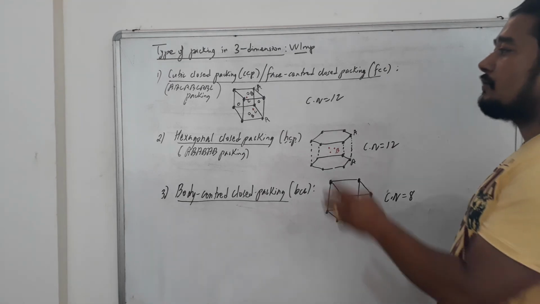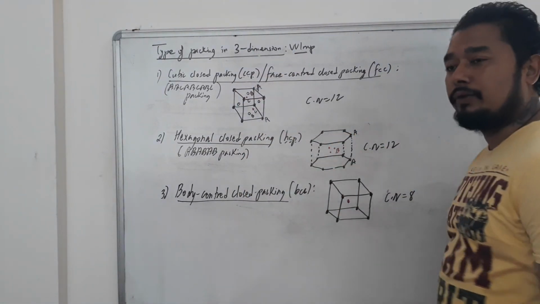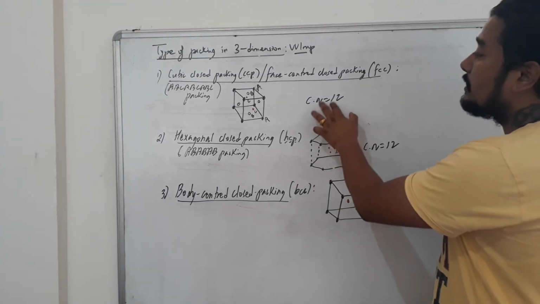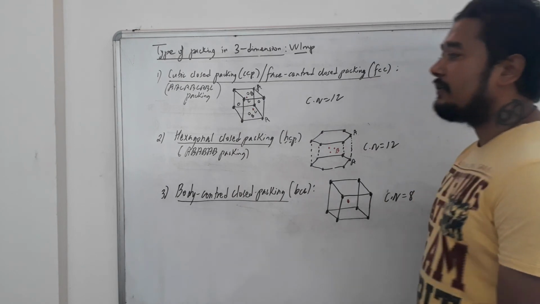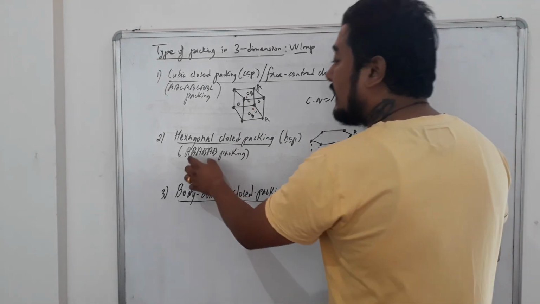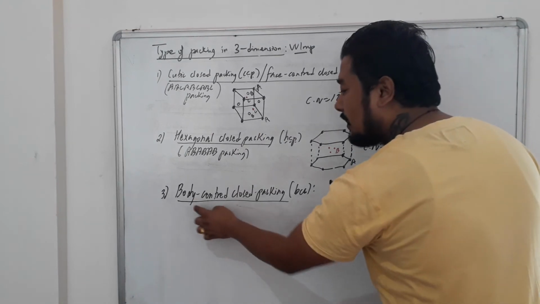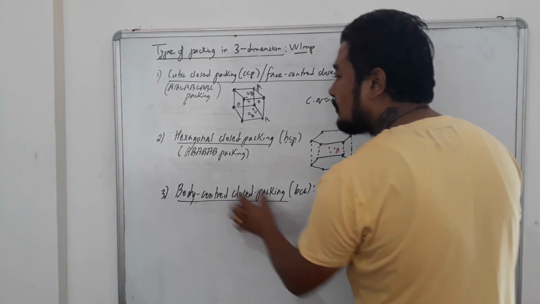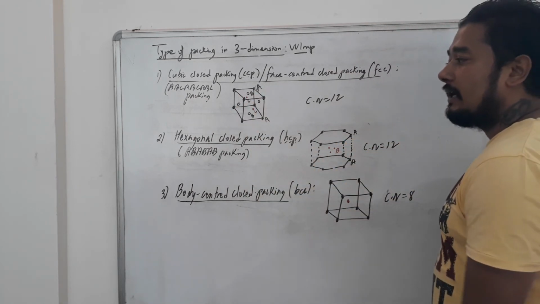So now students, what you have to remember from this page? As I said, the 3-dimensional packing is very important to you. What you have to remember is the coordination number of each of this packing along with this abbreviation, and which is called AB packing and which is called ABC packing. Do remember, body center cubic packing has no such names. It is only for CCP and HCP.